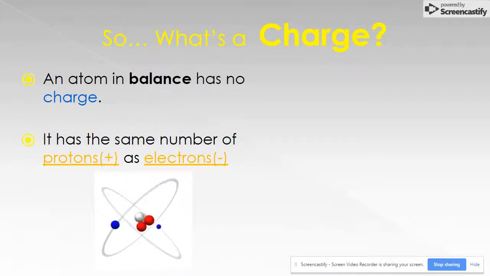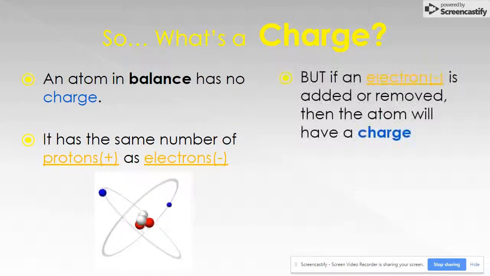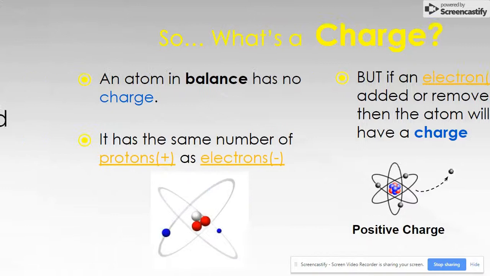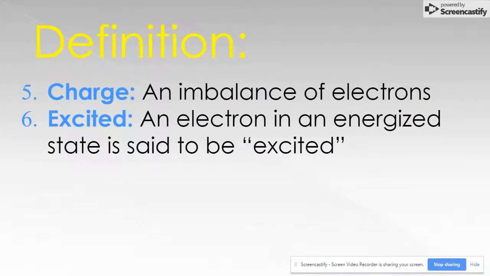But not all atoms work this way. Sometimes they gain or lose electrons for different reasons. If an electron is added or removed, this can cause the atom to become imbalanced or to have a charge. So if this atom has 4 blue protons and 4 gray electrons and 1 electron is lost, the atom will have a positive charge because now it has more positively charged protons than electrons. So a charge comes from an imbalance of electrons.